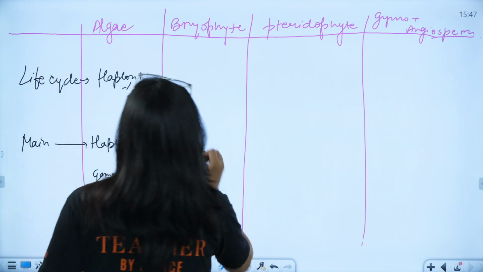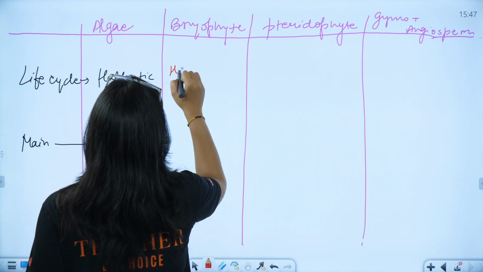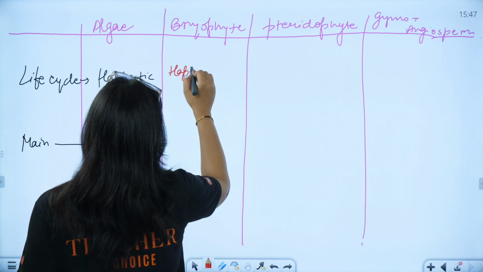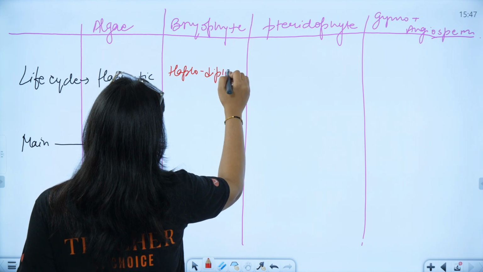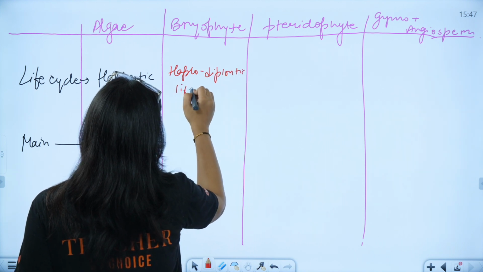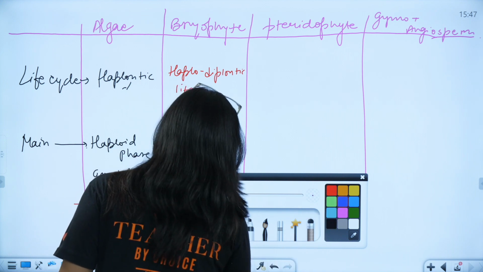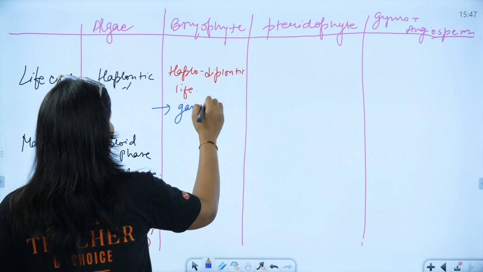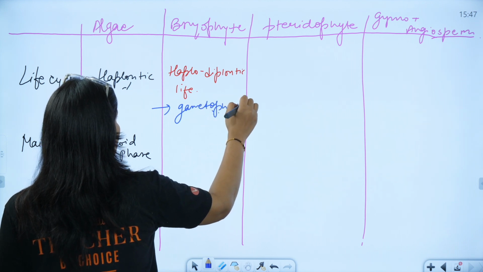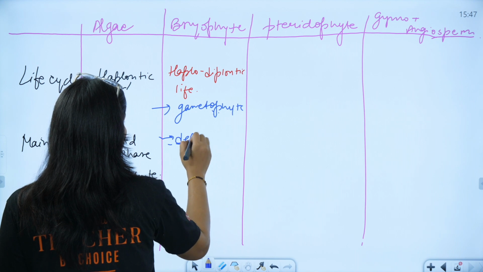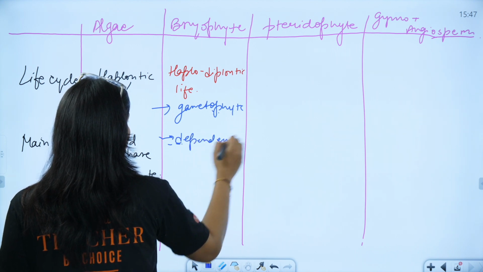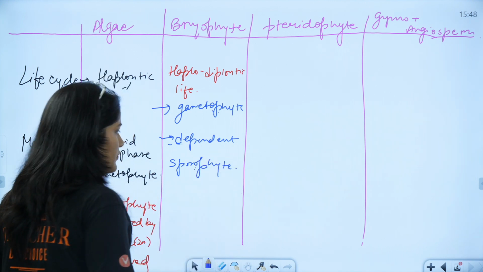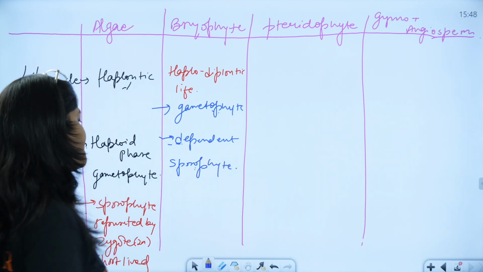The next one that you can see is your bryophyte. In case of bryophytes, there is presence of haplodiplontic life cycle. The main phase in the haplodiplontic life cycle is the gametophyte, which is the main plant body, and there is presence of a dependent sporophyte. Both of them are multicellular.